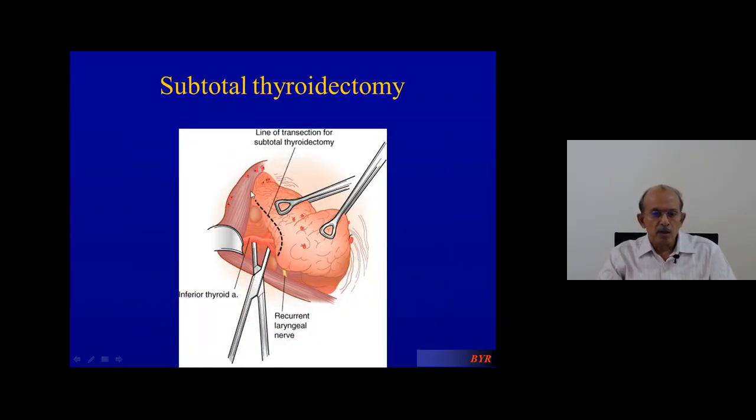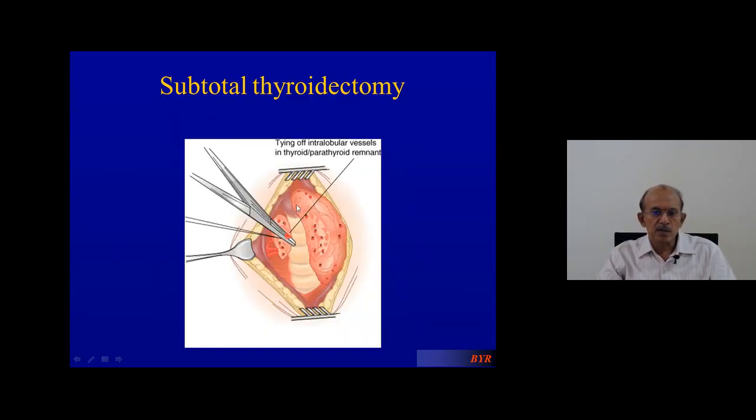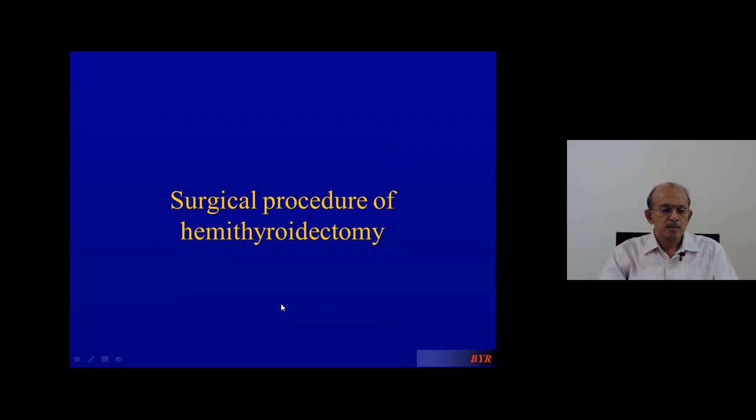Subtotal means vascular isolation is the same as before, but you don't separate the whole gland from the trachea. You cut the gland such that only 10 grams of tissue is left behind and the remaining thyroid gland is removed. This remnant will bleed, so you have to ligate all the branches. This is subtotal thyroidectomy. This is the procedure of hemithyroidectomy. If you do it on both sides, it becomes a total thyroidectomy.